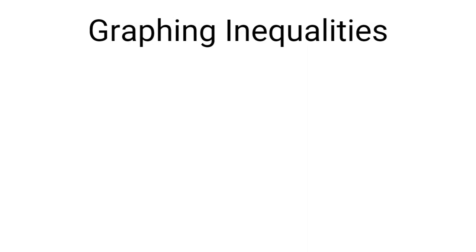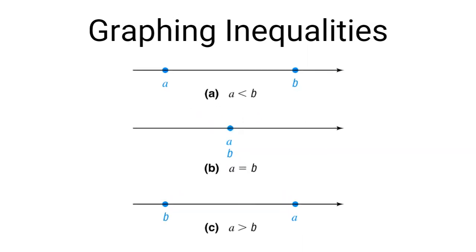Let's take that one step further and look at inequalities. The easiest way to look at graphing inequalities is to look at some examples. Example A here says that A is less than B. So you can see A is to the left of B. On B, you have A equals B, and you can see they're the same dot. And on C down here at the bottom, you can see A is greater than B, so A is to the right of B.